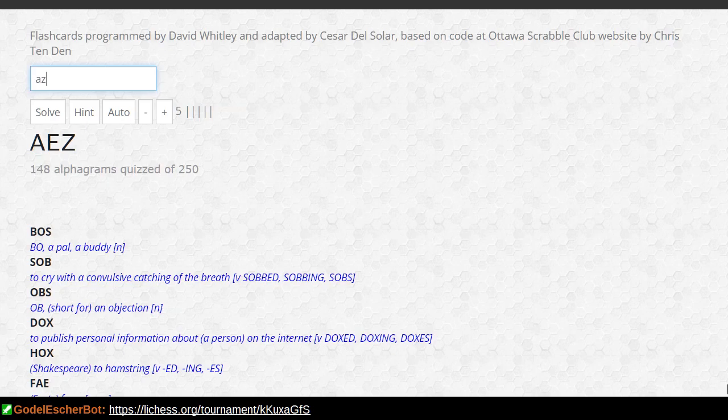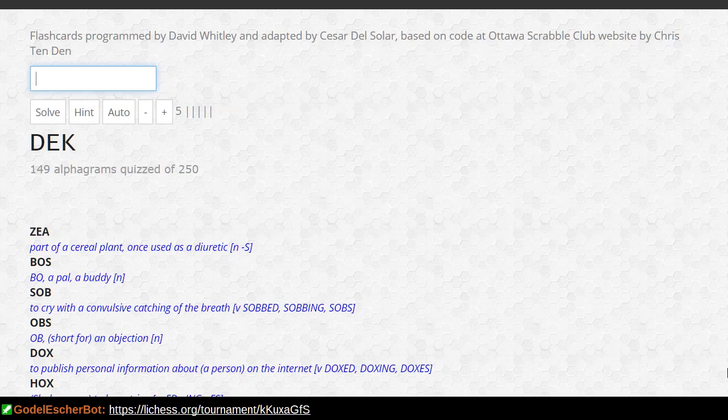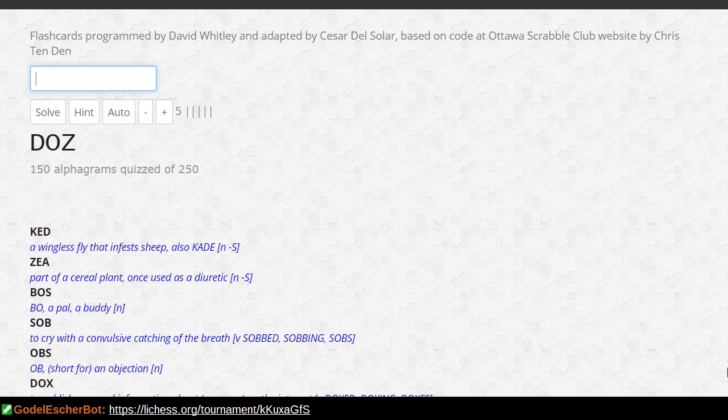A's? It's not Azia? How do you spell something out of these? Z. Part of a cereal plant. Once used as a diuretic. That's use that with care. Ked is a wingless fly that infests sheep.